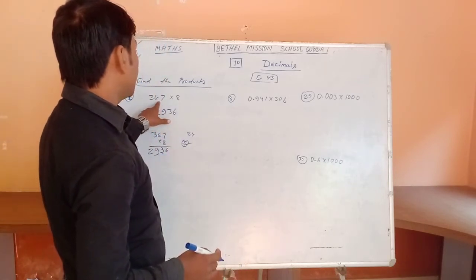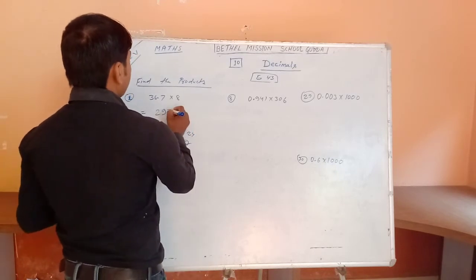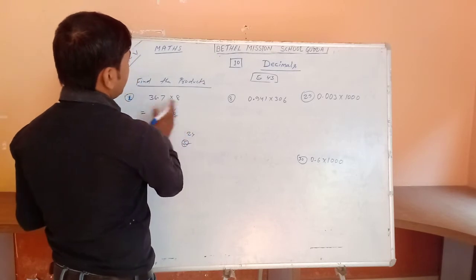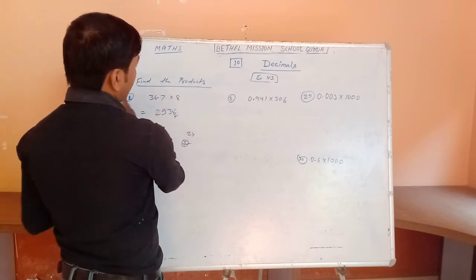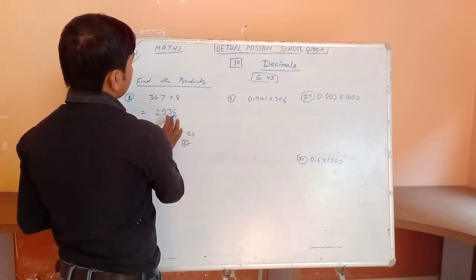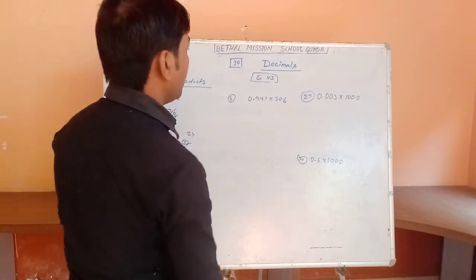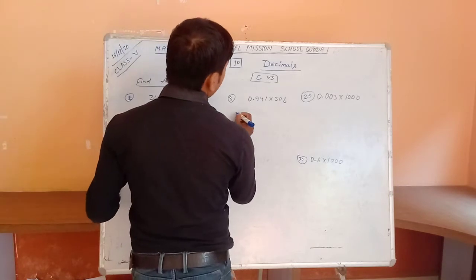Okay, and at last we put the decimal after. Decimal place is one decimal place, so put here after one digit. We start counting from the right to left, means one digit we put decimal.